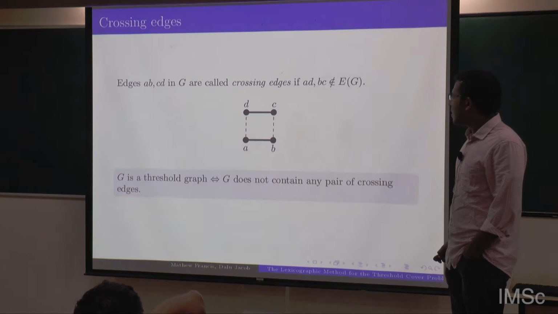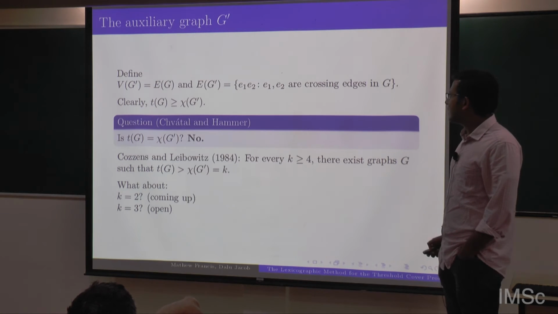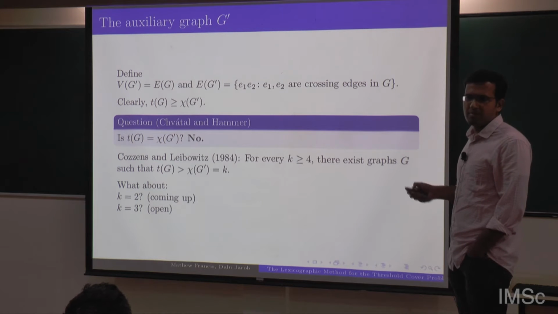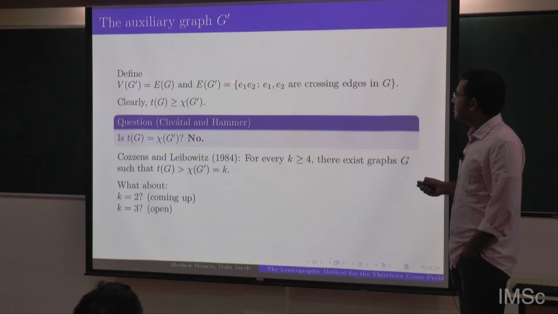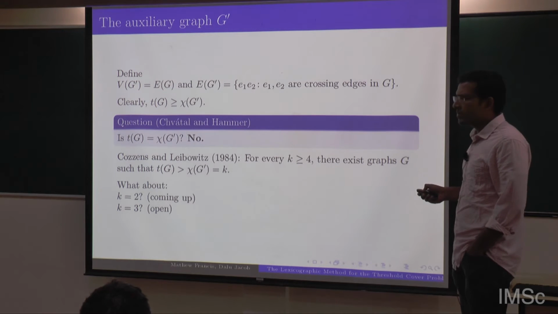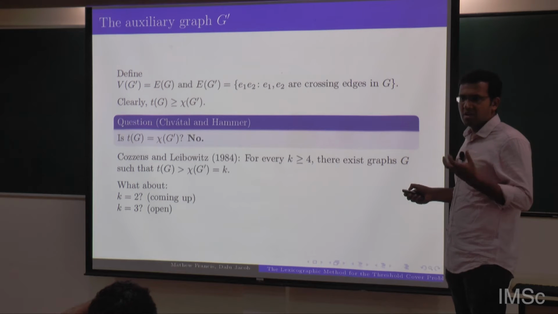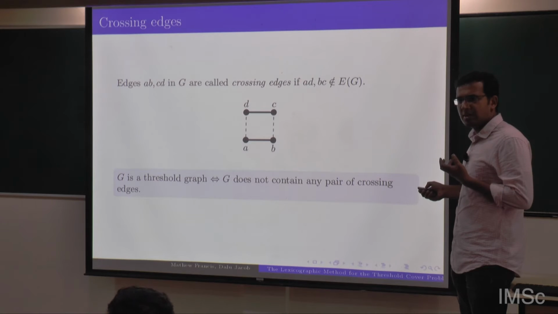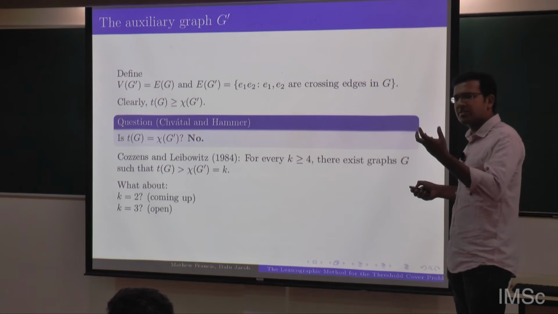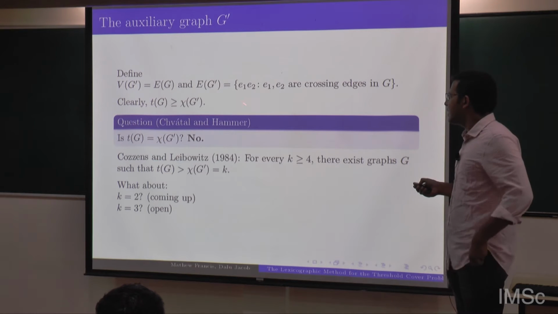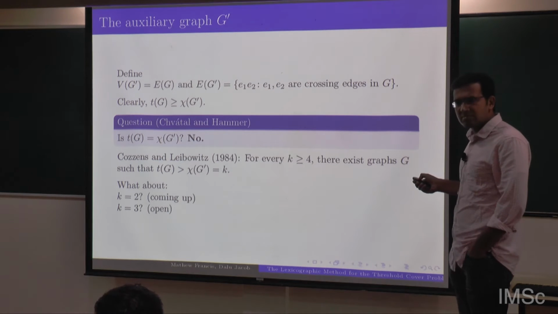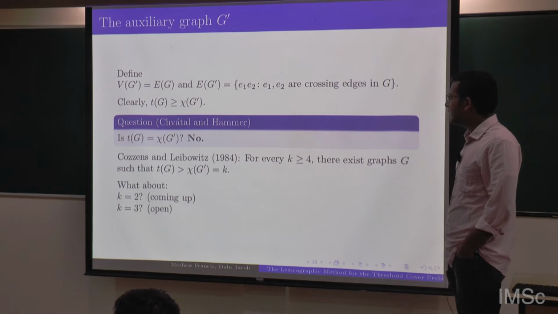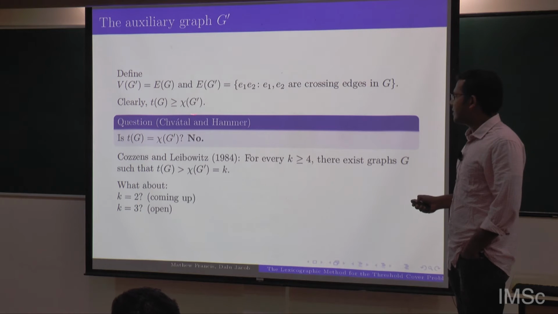Now this motivates Chvátal and Hammer to formulate the auxiliary graph G prime of G. So what is G prime? The vertex set of G prime is the edge set of G. Basically you want to capture the conflicts between edges. So you draw a graph in which there's a vertex for each edge of G, and whenever two edges are crossing, you put an edge between those vertices in G prime. So this is clear, right?